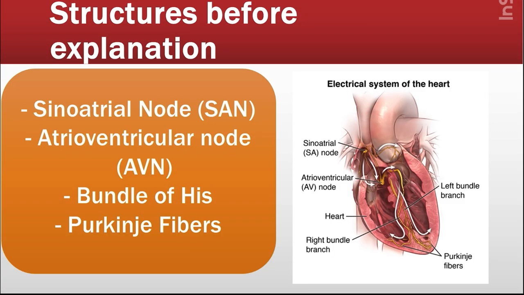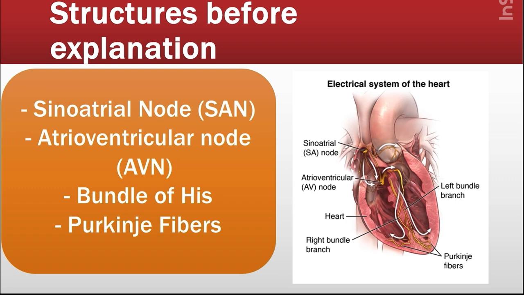So now we've got the structures before the explanation. I want to firstly highlight these structures I mentioned before in my explanation: the sinoatrial node, the atrioventricular node, the bundle of His, and the Purkinje fibers. Now we begin with the sinoatrial node.